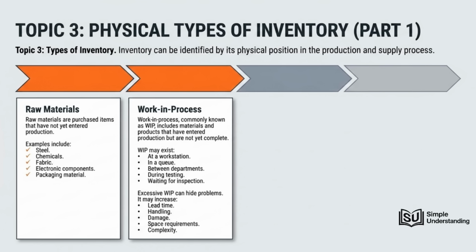Work in process. Work in process, commonly known as WIP, includes materials and products that have entered production but are not yet complete. WIP may exist at a workstation, in a queue, between departments, during testing, waiting for inspection. Excessive WIP can hide problems. It may increase lead time, handling, damage, space requirements, complexity.